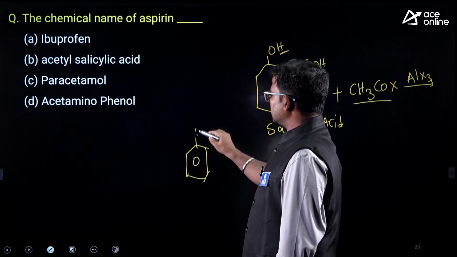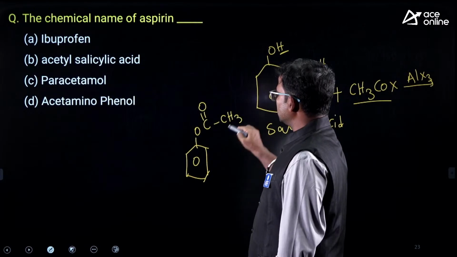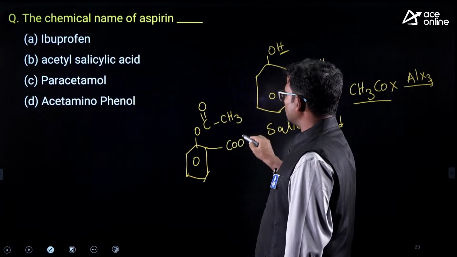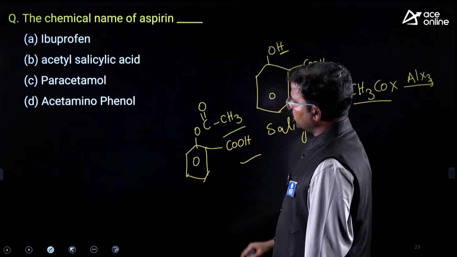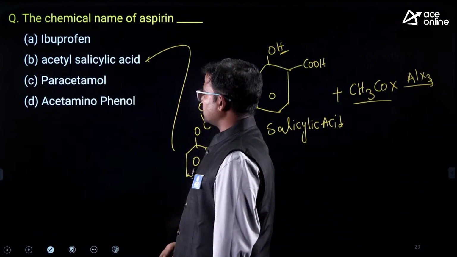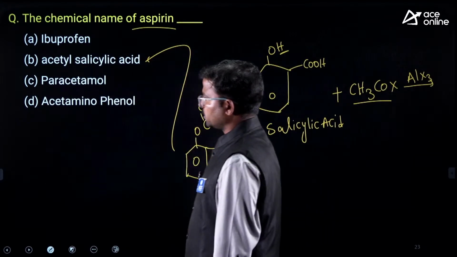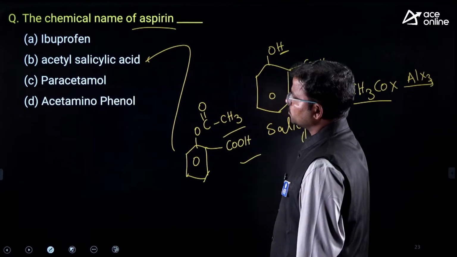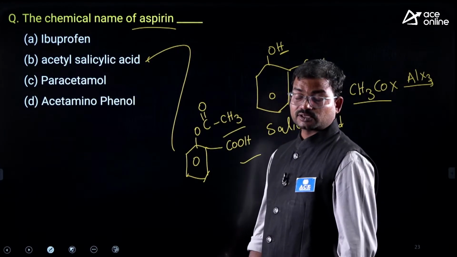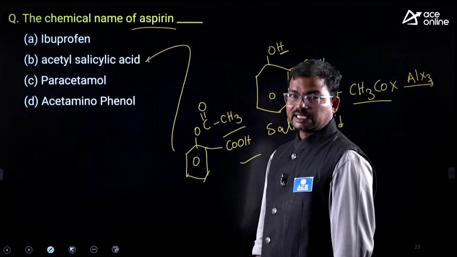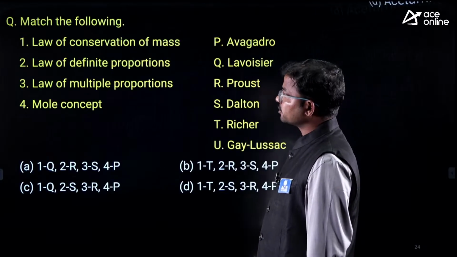Instead of this hydrogen, it is replaced by CH3CO. This is called the acetyl group. So finally this is called acetyl salicylic acid. This is the chemical name of this derivative. So this is considered as aspirin. That's why option B is the right answer. This is the world's most widely used drug or medicine, not paracetamol.